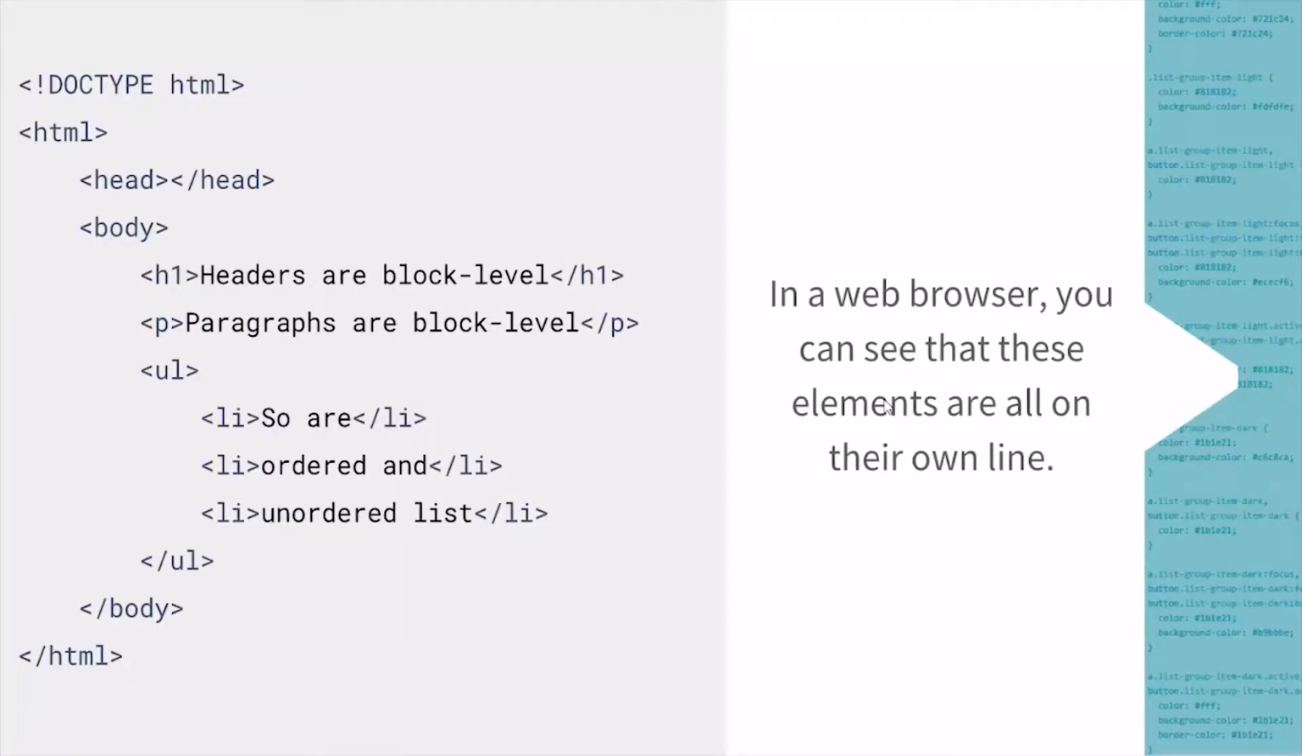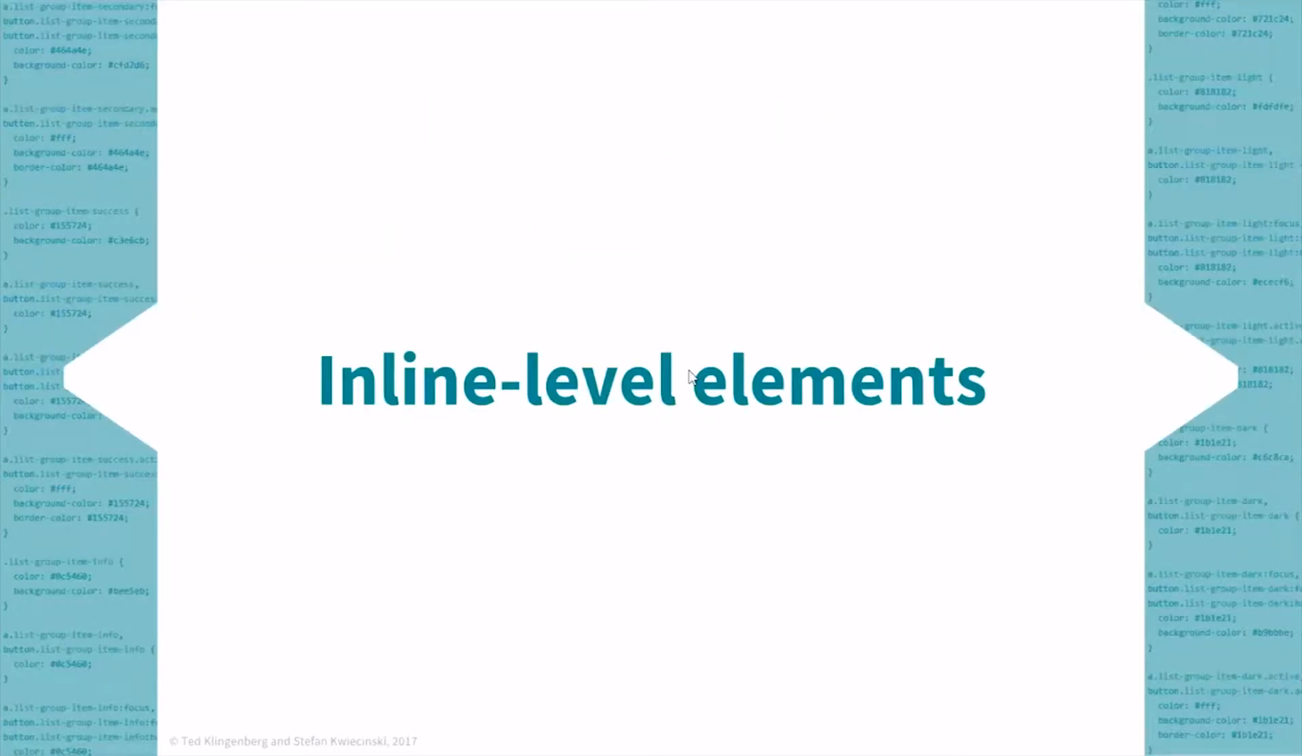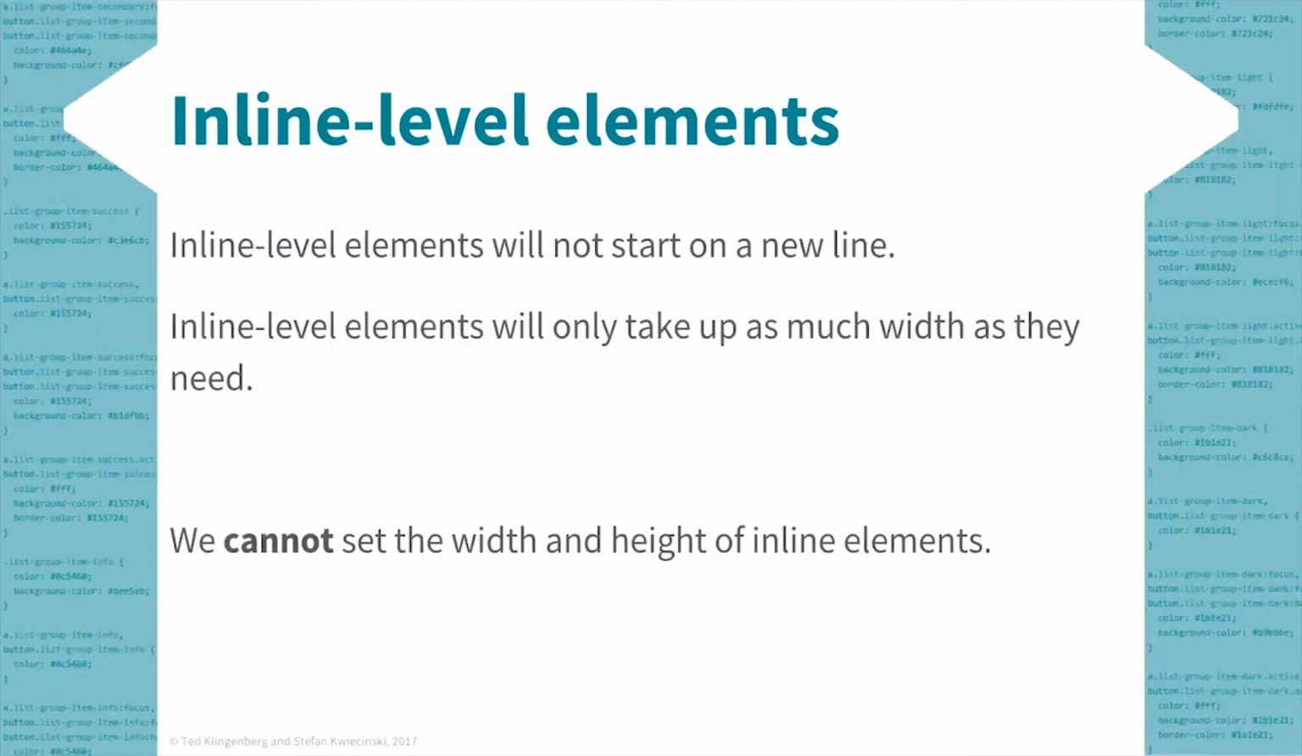And here's an example, actually using that header, paragraph, and unordered list. And if we look at this in the browser, we'll see that they are all on different lines. And that's block level elements. So let's talk about inline level elements. Inline level elements include anchors, spans, emphasized text, strong text, basically anything that involves text. It's going to be in line with text most of the time. That's when we're going to use inline level elements.